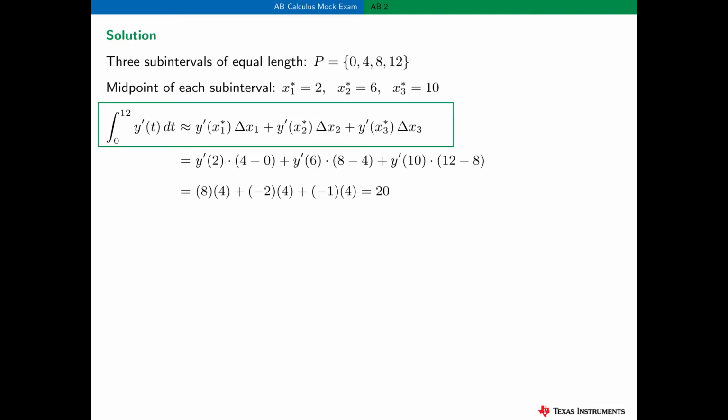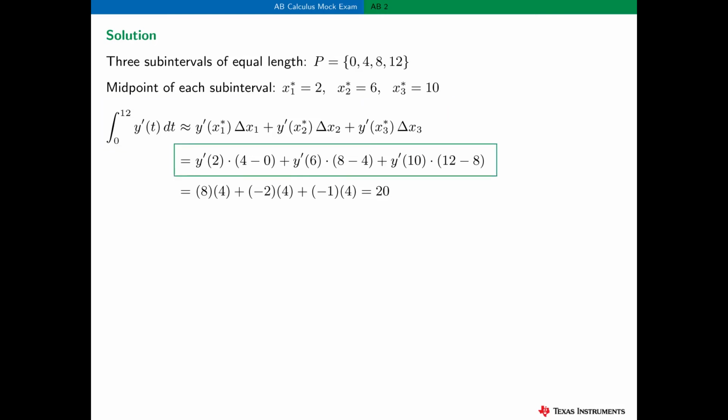Here's the symbolic expression for the midpoint Riemann sum. I'll read the necessary values of y prime from the table, and the length of each subinterval is 4. A little simplification leaves me with a final answer of 20.